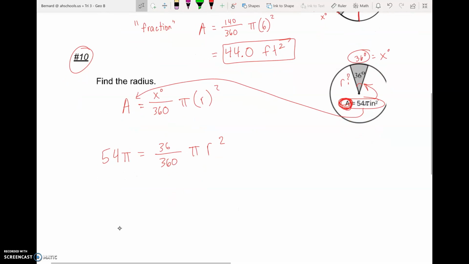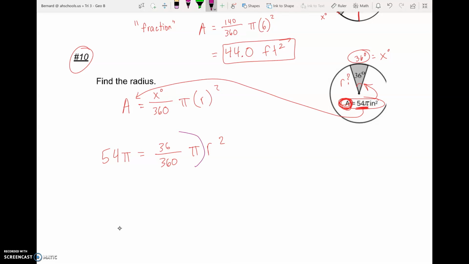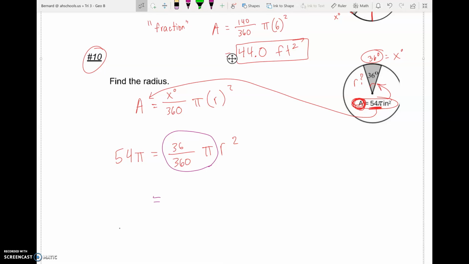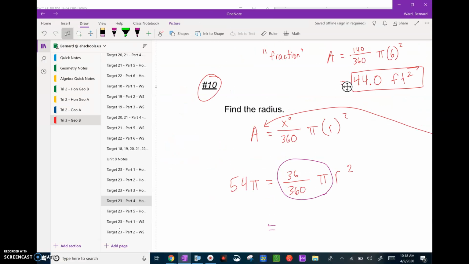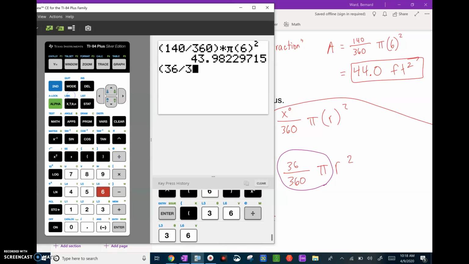All right, now, here we go. And don't forget that pi, right? You got to read carefully. And when you look at this area over here, it is 54 pi. All right, so now, if you remember from our notes, what we want to do is turn this into a decimal. And we'll write that decimal in front of r squared. So let's go to our calculator real quick. And let's type in 36 divided by 360, in parentheses, of course. And then we'll times it by pi.